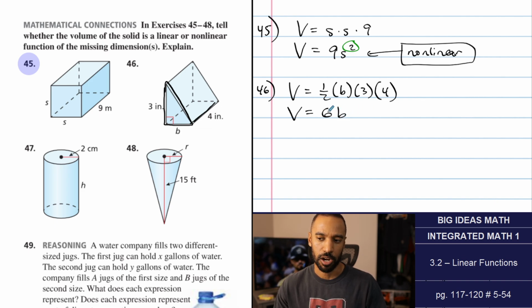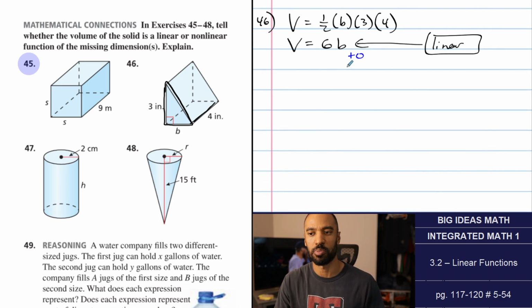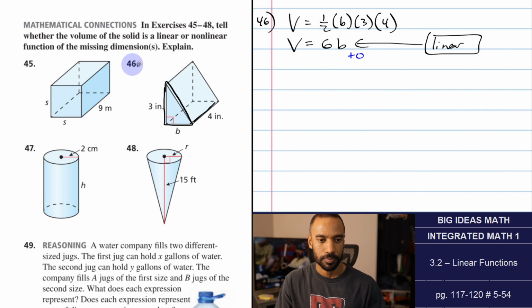B being that independent variable, this is like your y equals mx plus b form, plus 0, if you will. You don't really need the 0. But this is linear. This is to the first power, separate from your volume, all that kind of stuff. We're totally good there. Now, if you want to put the plus 0 to make it that form, go ahead. It looks like y equals mx plus b to me. Oh, that was 46. Forgot to move it over.